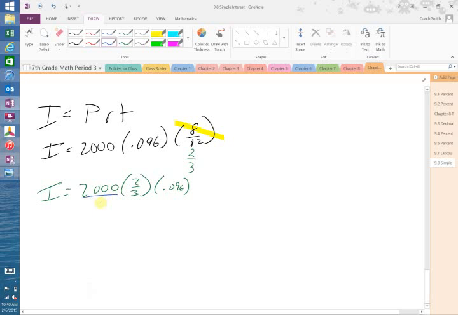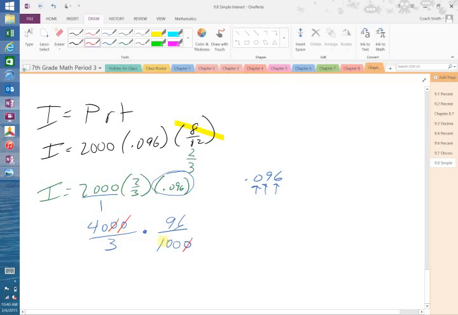So that gives me 4,000 over 3. And unfortunately, that's still going to be a repeating decimal number. So now I've got to take this and make 0.096 a fraction. That's the tenths, hundredths, thousandths. So that's 96 over 1,000. Now it's a little easier.